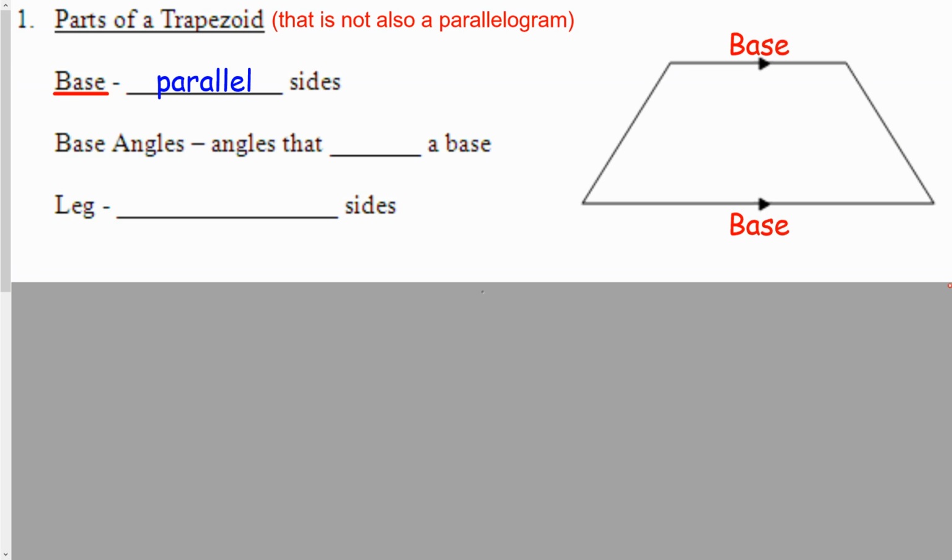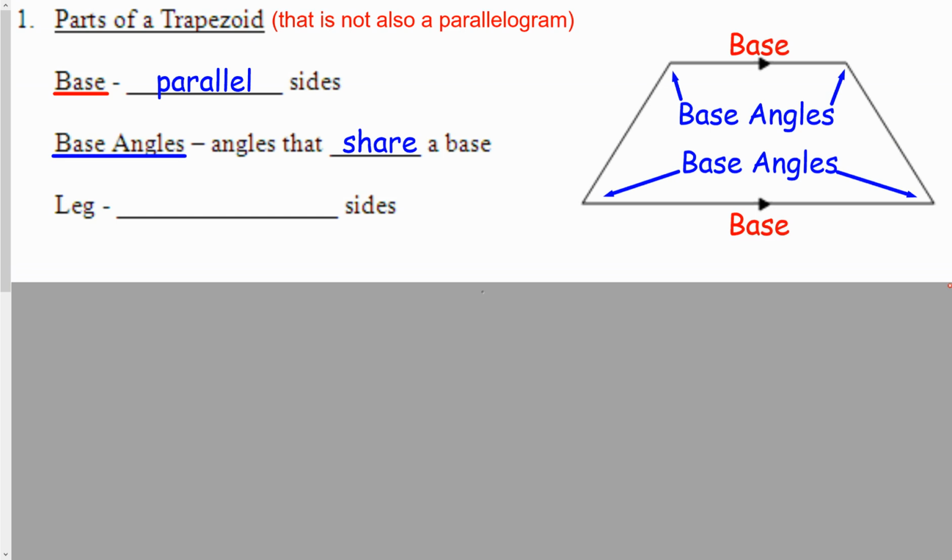Then we have base angles. Those are angles that share a base. So there's two pairs of base angles. And then legs of a trapezoid, those are the non-parallel sides. So make sure you have labeled your diagram in your notes.